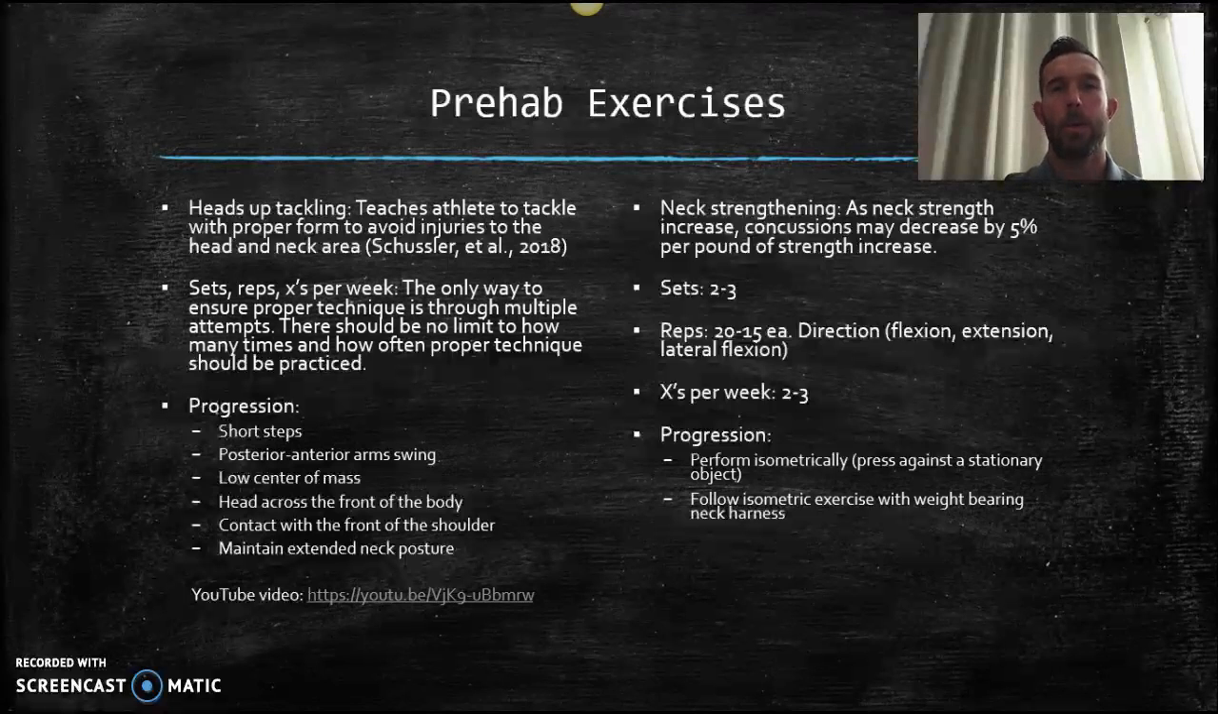And then you can use neck strengthening exercises. As the neck increases in strength by 1 pound, it decreases the likelihood of a concussion by 5%. So 2 to 3 sets of that, 10 to 15 or 20 in each direction, flexion, extension, and then lateral flexion, both sides, 2 to 3 times per week. And you can perform it isometrically to begin with, maybe taking the hand and pushing against the hand first, and then you can add weight with the neck harness if so desired.